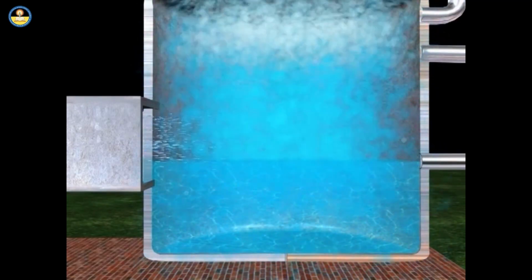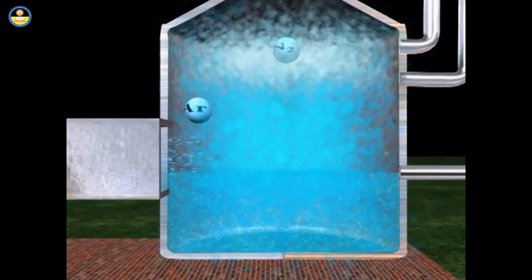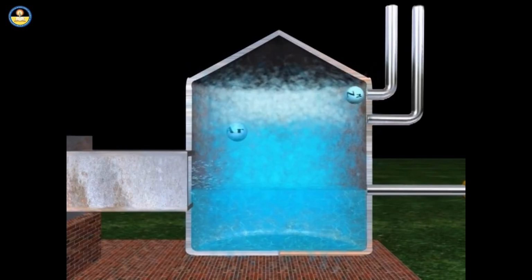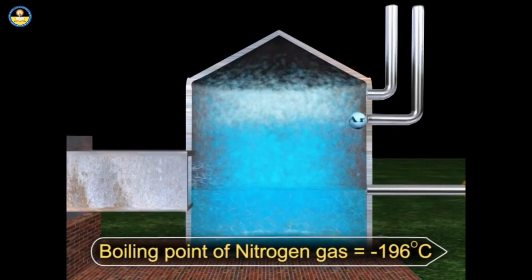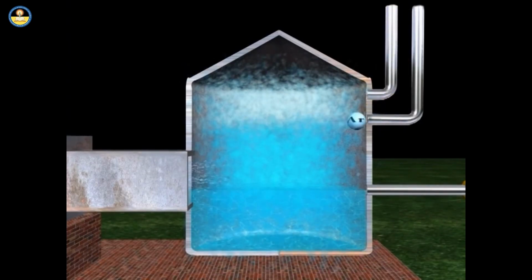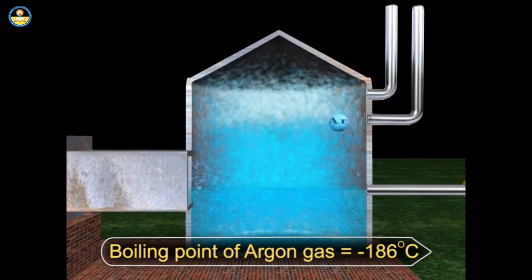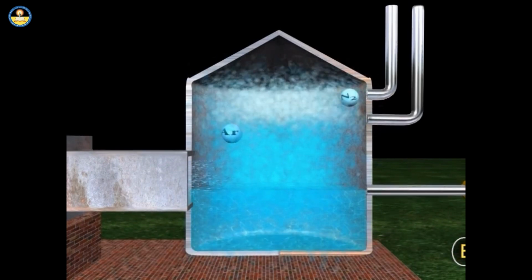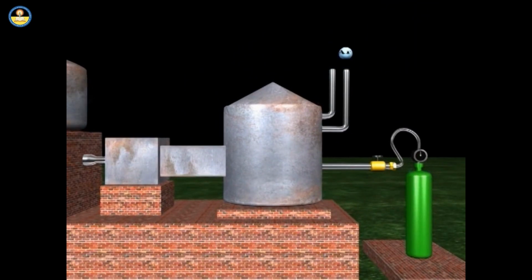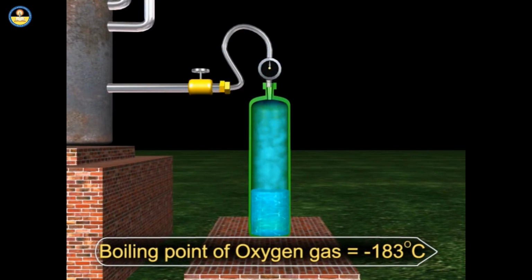Different gases of the air will come out from different heights of the fractional distillation column. On warming liquid air, nitrogen gas, which has a boiling point of -196 degrees centigrade, comes out first and can be collected from the top outlet of the fractionating column. Argon, the boiling point of which is -186 degrees centigrade, can be collected at the outlet near the middle of the fractionating column, while oxygen remains liquid if the temperature is kept below -183 degrees centigrade.